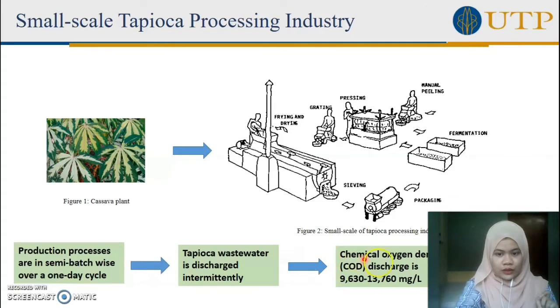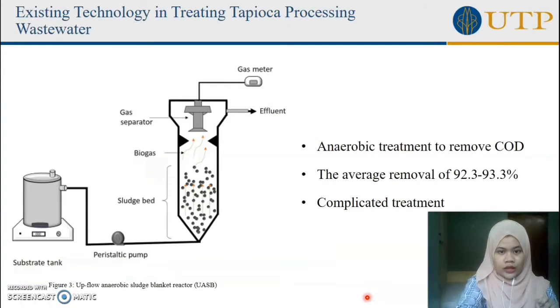Thus, the chemical oxygen demand discharge is from 9,000 up to 13,000. And because of this reason, an anaerobic treatment was introduced to remove the COD, called the Upflow Anaerobic Sludge Blanket Reactor, UASB. And it is proven that this system has the ability to remove COD from 92% up to 93%.